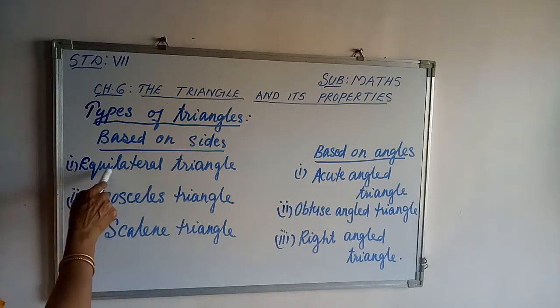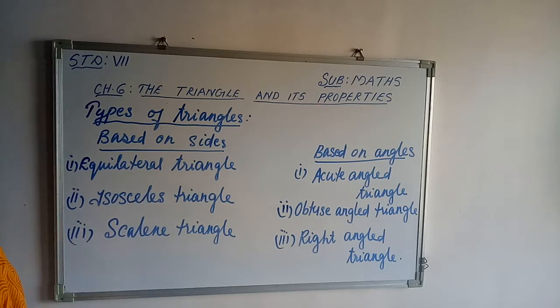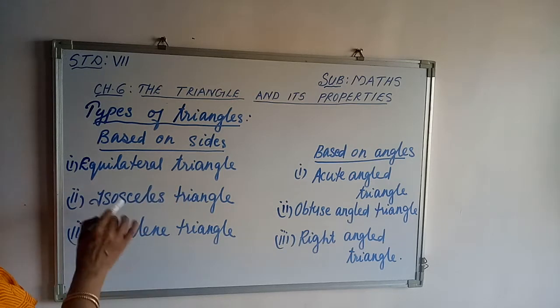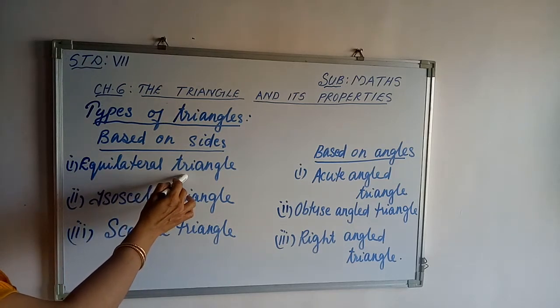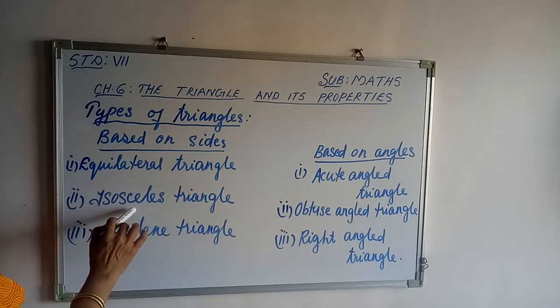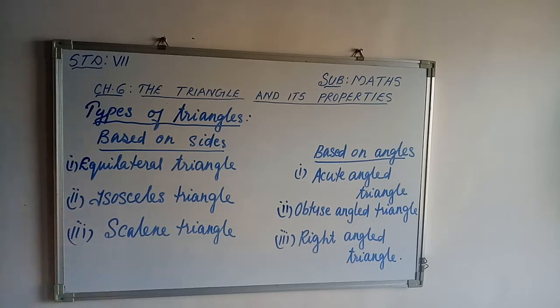We can see what is an equilateral triangle. A triangle whose all the 3 sides are equal in length is called an equilateral triangle. An isosceles triangle is a triangle whose any 2 sides are equal. And in a scalene triangle, all the 3 sides are of different length. So in an equilateral triangle, all the 3 sides are of equal length. Then in an isosceles triangle, 2 sides have equal length, and in a scalene triangle, all the 3 sides are of different length.